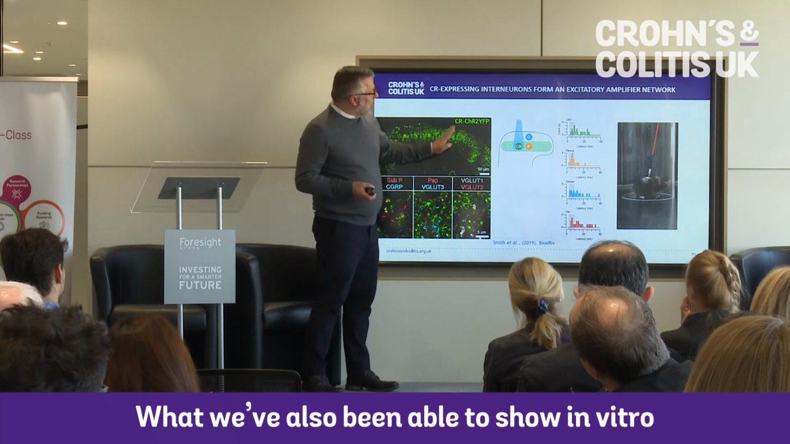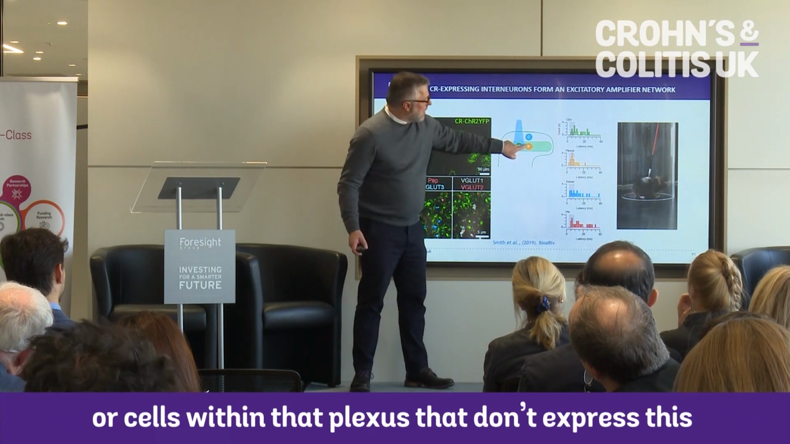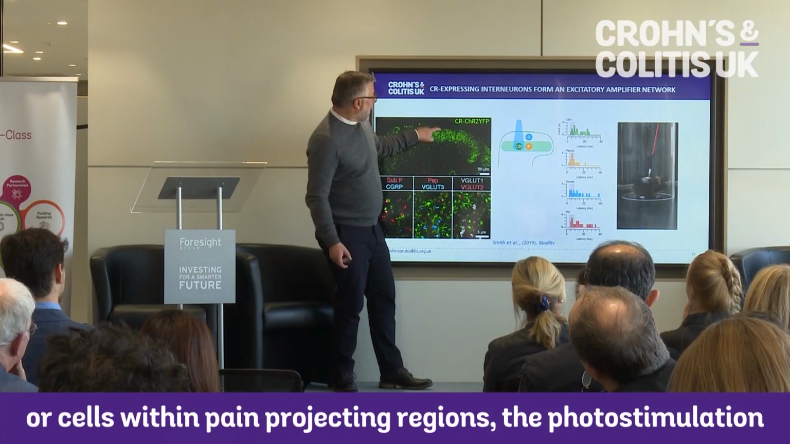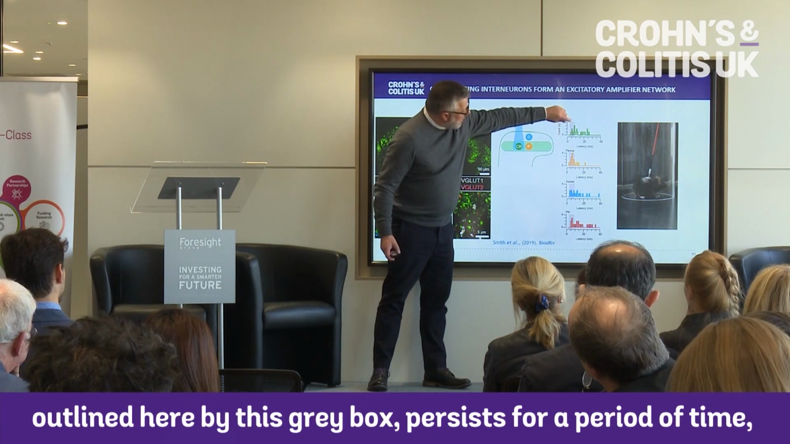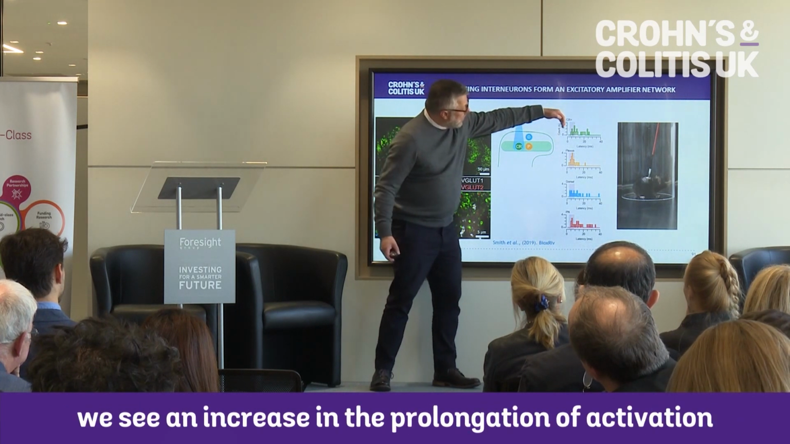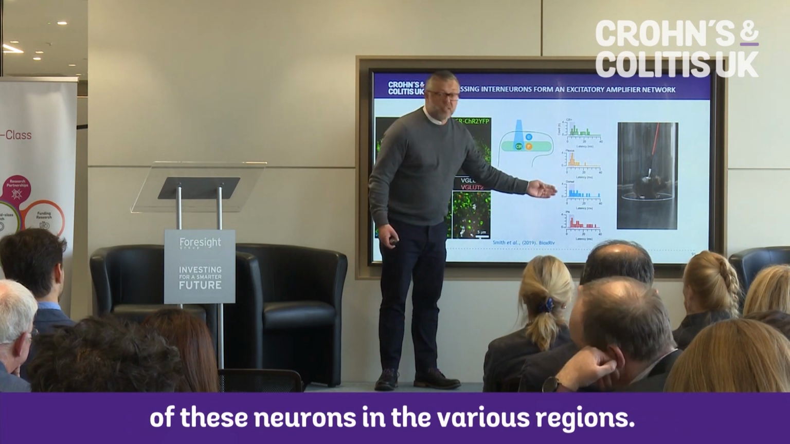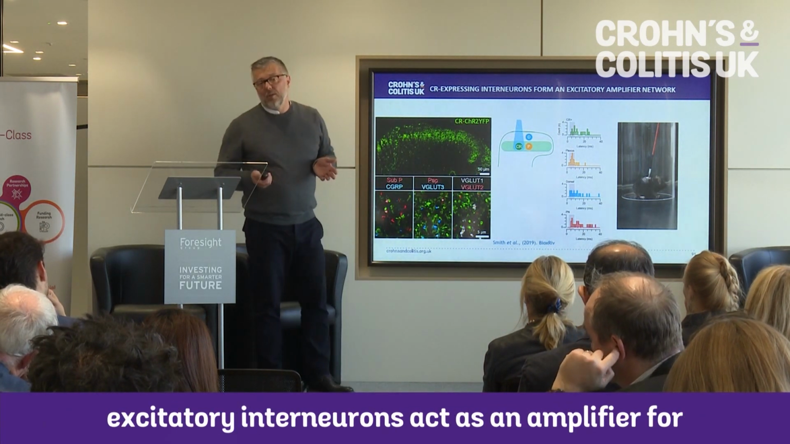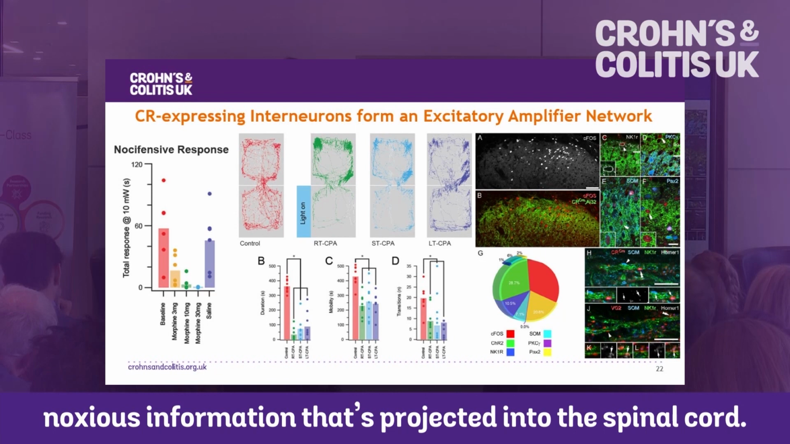What we've also been able to show in vitro is that when we target either calretinin neurons themselves or cells within that plexus that don't express this green fluorescent protein, or cells in the pain projecting regions, the photostimulation outlined here by this grey box persists for a period of time. But as soon as that light stops, we see an increase and a prolongation of activation of these neurons in the various regions. So what we've proposed is that these calretinin expressing excitatory interneurons act as an amplifier for noxious information that's projected into the spinal cord.